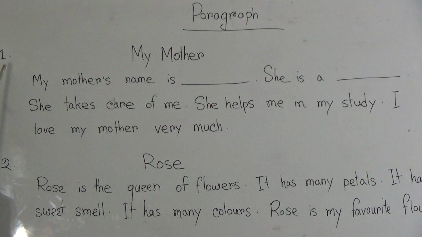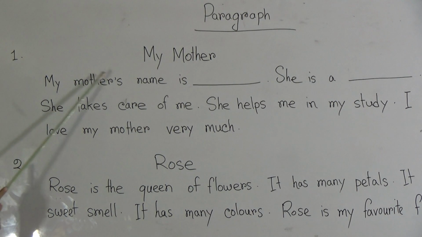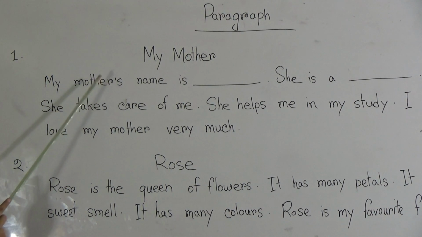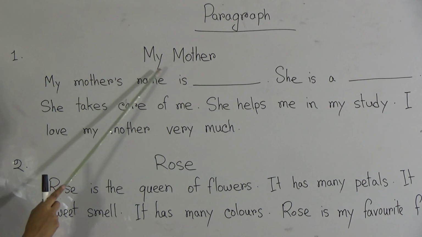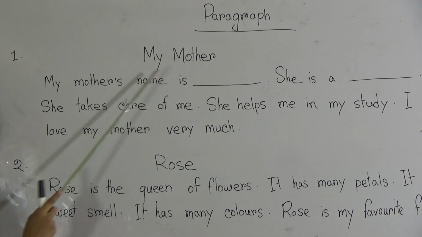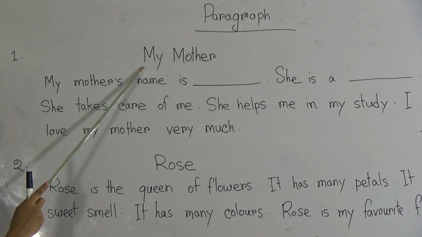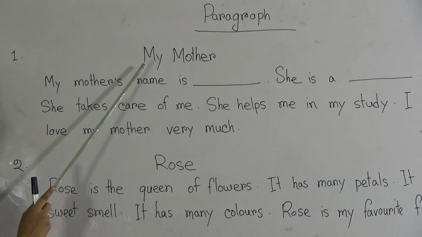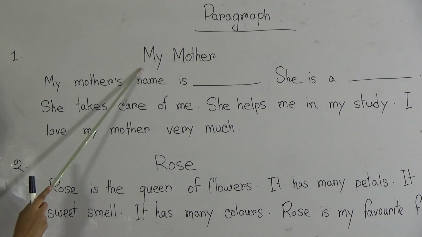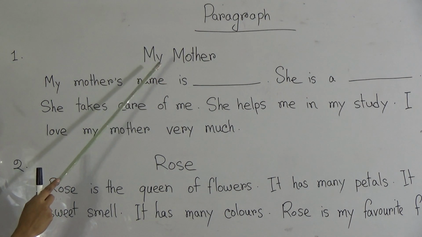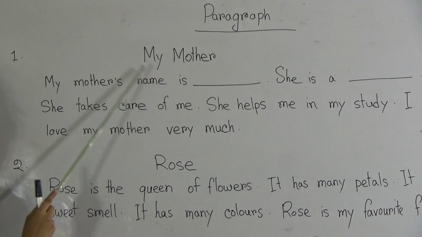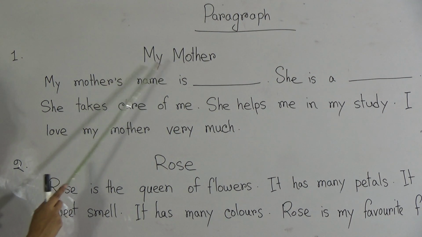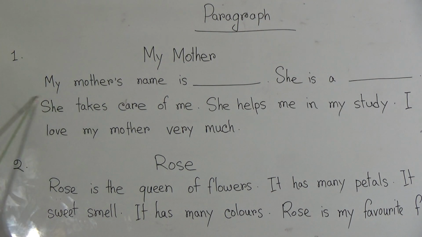Number 1 paragraph is My Mother. You have to write the heading first, My Mother, and give the first letter of each word a capital letter. Start each word with a capital letter. So let's read the paragraph.